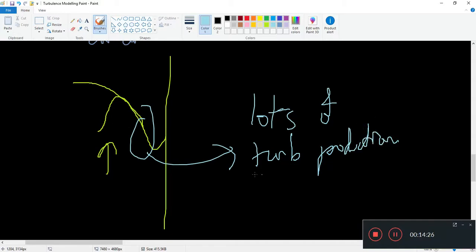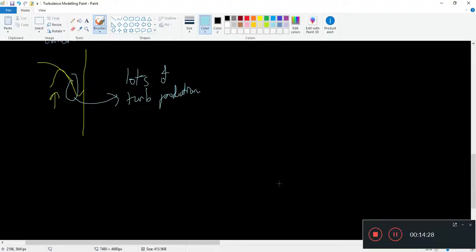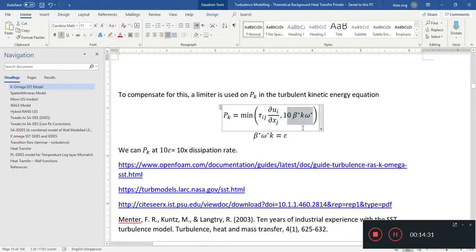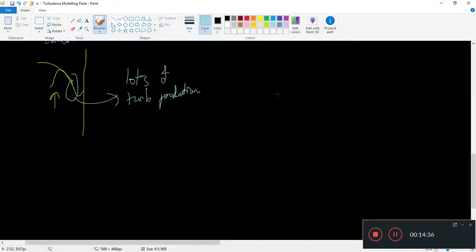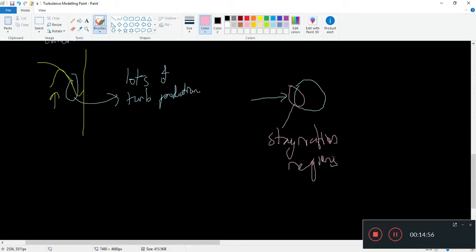Okay, so you need to take off this cap in particular. You need to take off this production limiter cap. Why was this production limiter cap here in the first place? It was actually because this K omega SST model was designed for aerodynamics modeling, and what they found was that in the stagnation regions, there's too much turbulence generated.